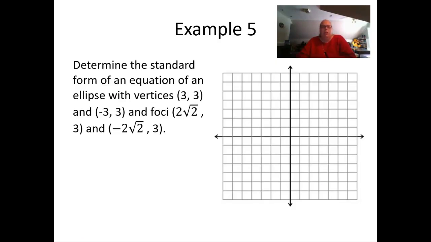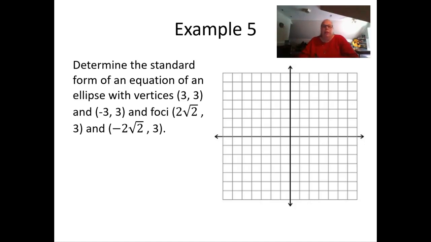Example 5. Determine the standard form of an equation of an ellipse with vertices at positive 3, positive 3, negative 3, positive 3, and the foci 2 times the square root of 2, positive 3, negative 2 times the square root of 2, positive 3.